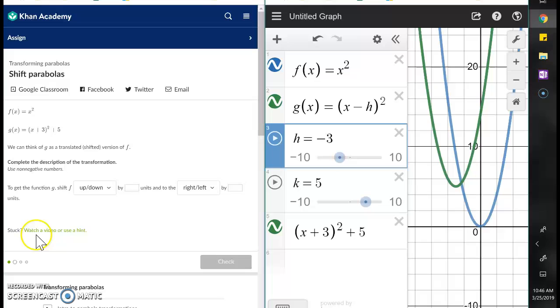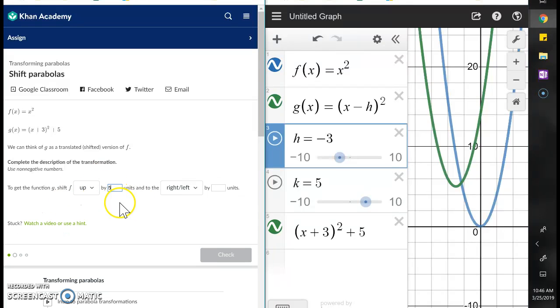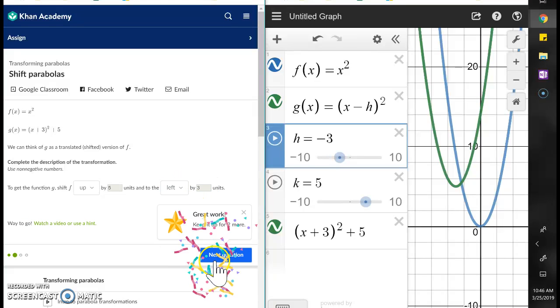So let's go ahead and type in the equation. We went up by 5. We went to the left by 3.